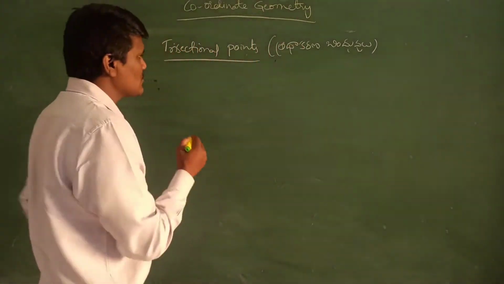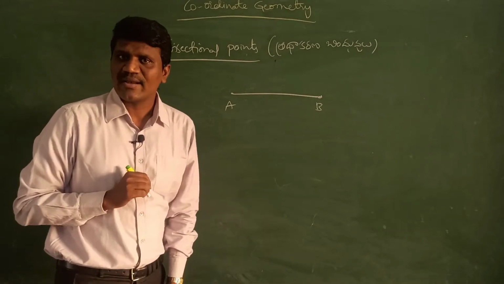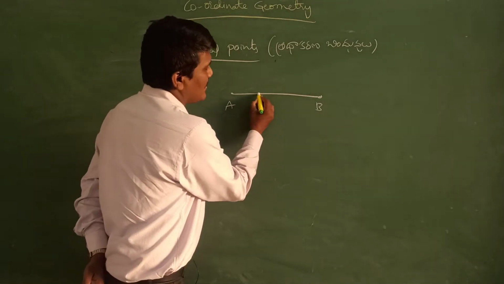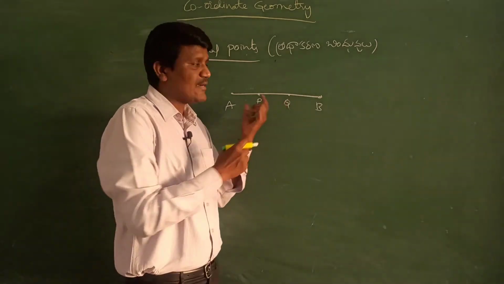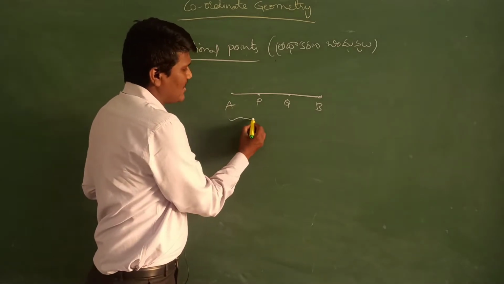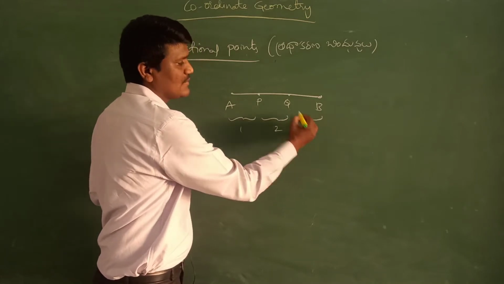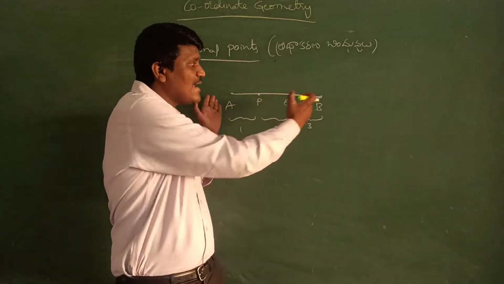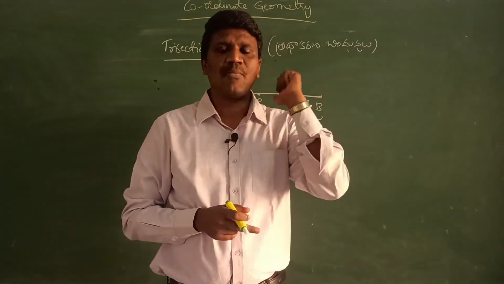Let us see now. Suppose AB is a line. Now there should be 2 points, suppose this is P and this is Q. P and Q are 2 points which divide the total line into 3 parts. If you observe, AP is the first part, PQ is the second part, and QB is the third part. That means if 2 points divide a line into 3 equal parts, then the points are called trisectional points.